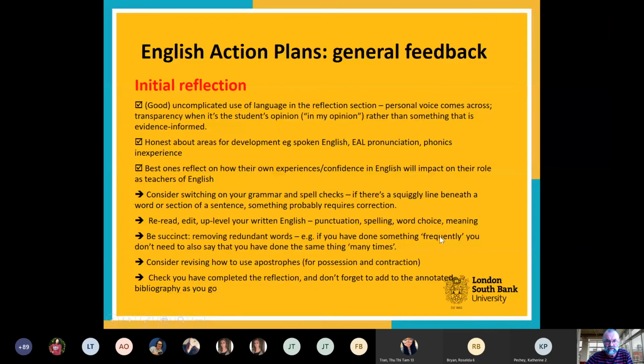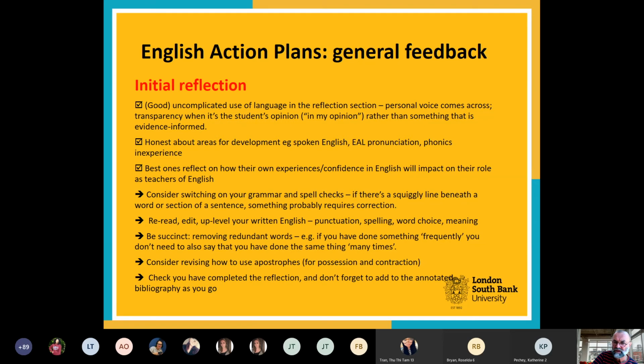Yeah, exactly. So that's followed up with the point there about rereading and editing and up-leveling your written English. Don't forget that you're going to be the model of good writing for your pupils in the classroom. So that's the thing to really think about. If you find writing in English sometimes challenging, make sure you've got some support mechanisms like your spell check and your grammar check to make sure that you're presenting information to pupils correctly.